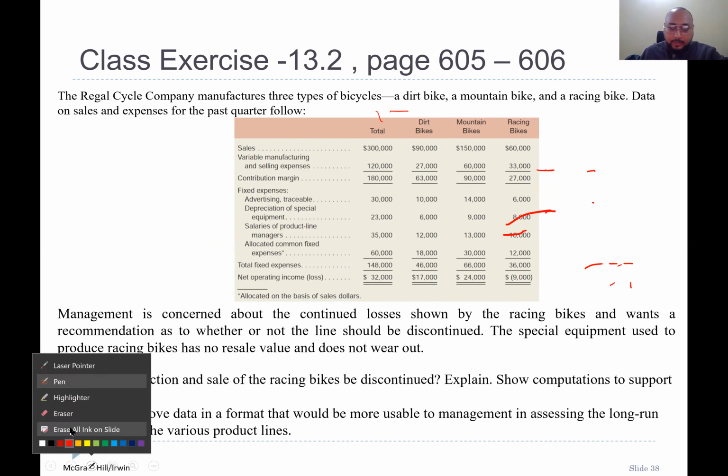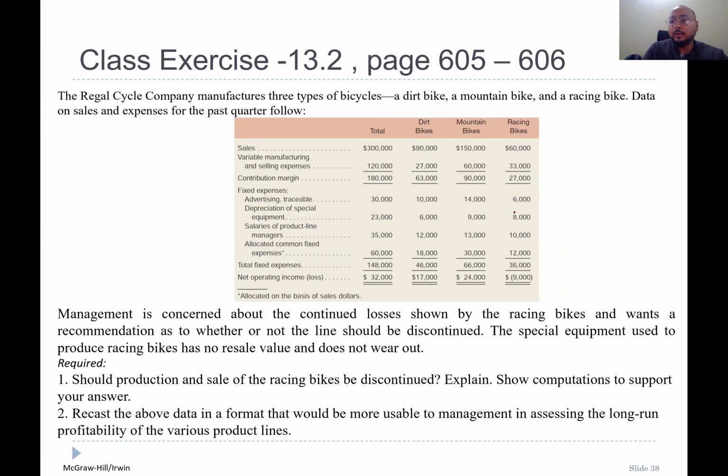So depreciation is a sunk cost, or not relevant, so we do not include that one. Plus the allocated common fixed cost. You see the star here, and they say allocated on the basis of sales dollars. So it means if we drop the racing bike, it will be distributed on the dirt bike and mountain bike. So we cannot avoid this one. So this is unavoidable, right?